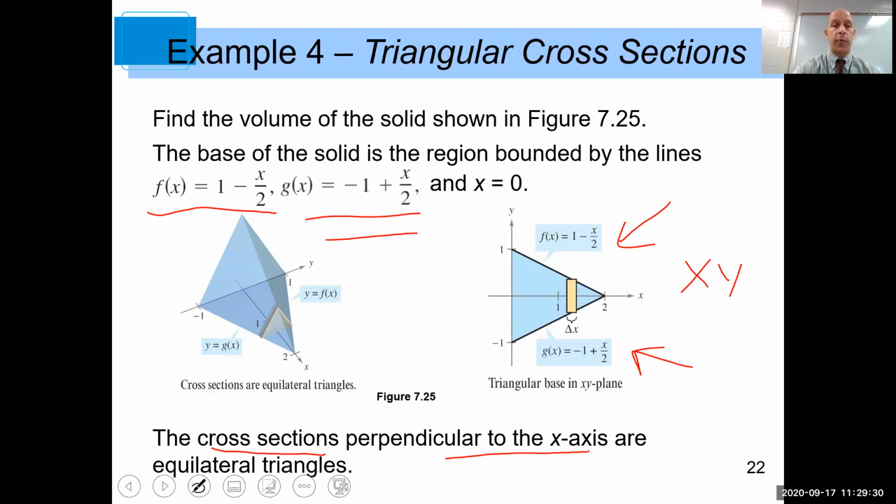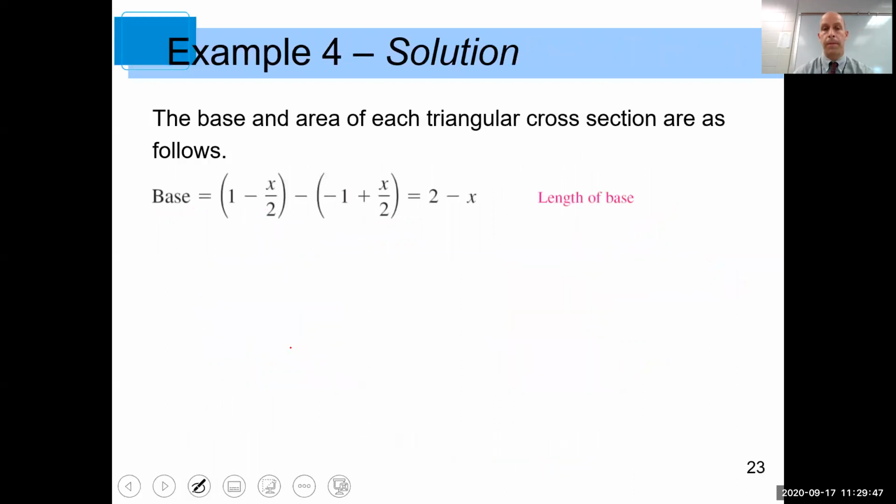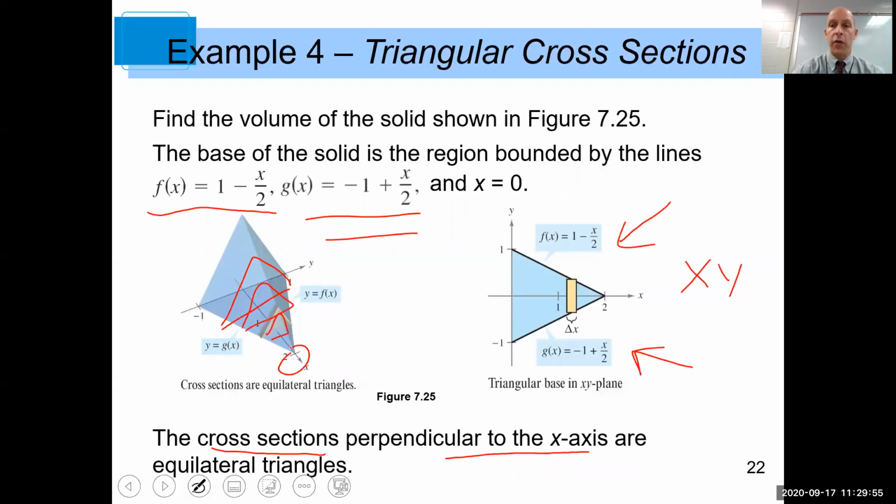But if we look back at this picture on the left, you have to be able to visualize how these triangles are going to look as we move along the x-axis. You can see how those triangles are, in this case, as we go from 0 to 2, getting smaller. And I should note that we're going over here to 2. So the base length of each triangular cross section is as follows. If you take this top curve minus the bottom curve, in fact, let me do that right now.